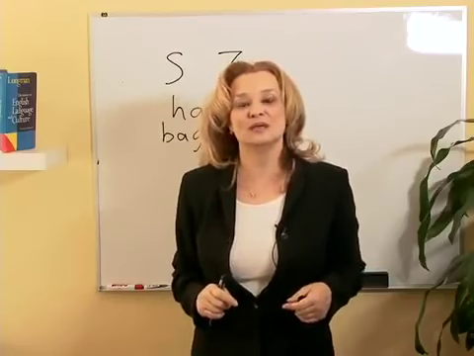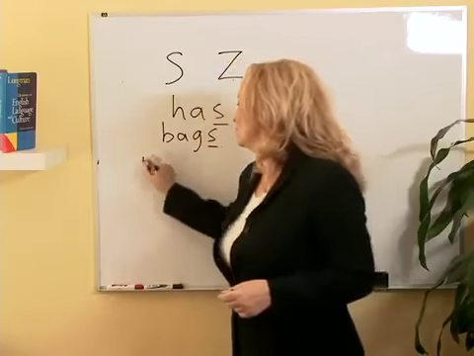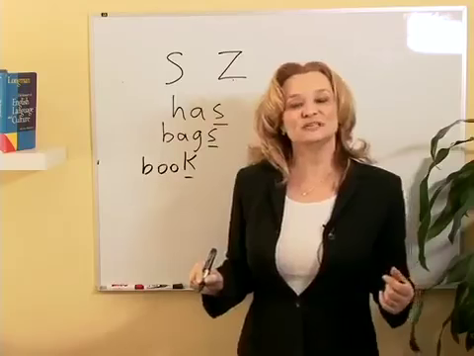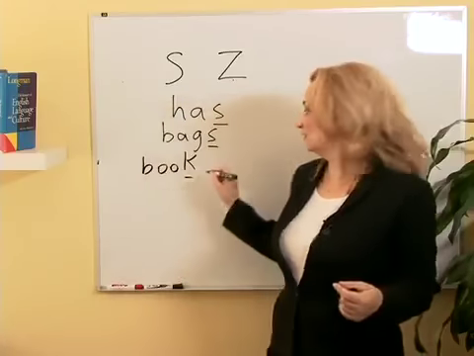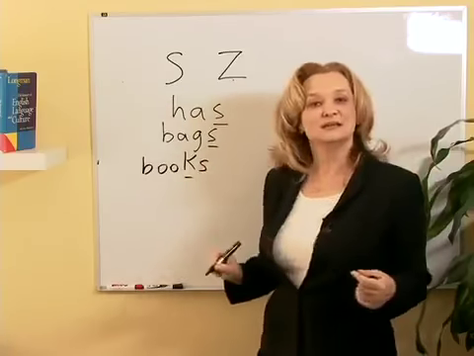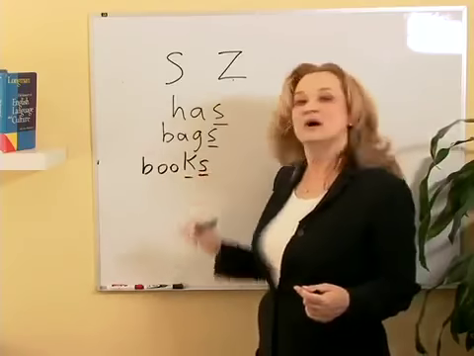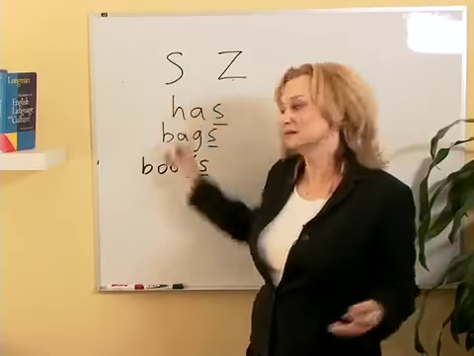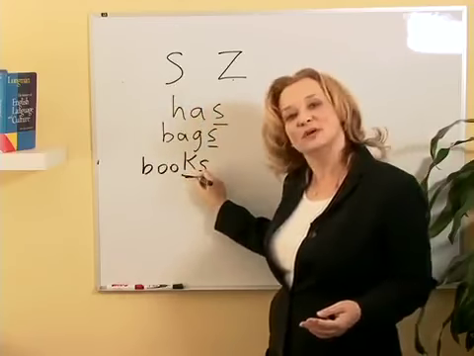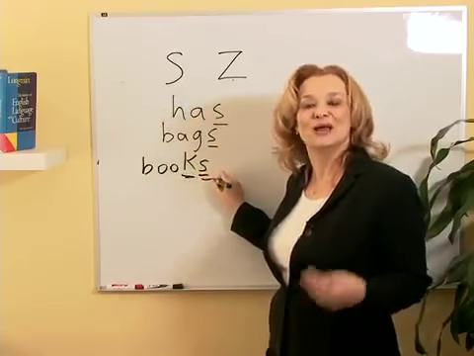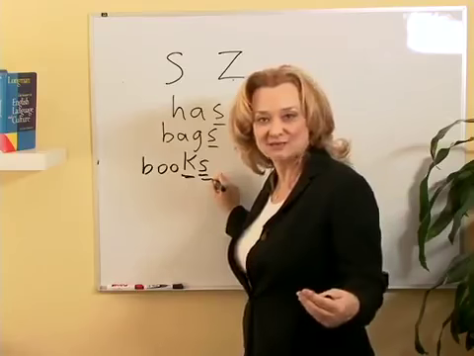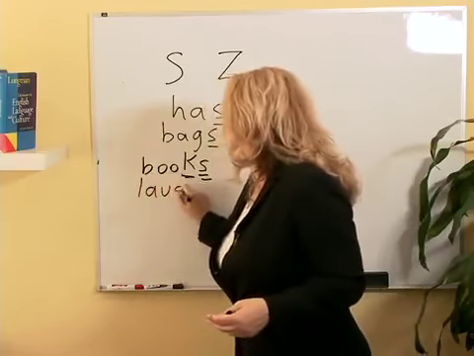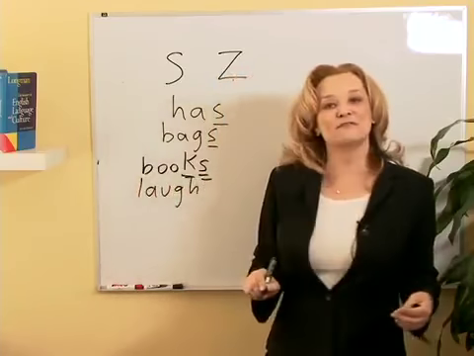One way to know is whether the consonant before the S is voiced or voiceless. For example, if we say book, this K is voiceless. K, k, k. Therefore, the S that comes after that also remains voiceless, which is a S. Therefore, one voiceless sound next to another voiceless sound. Let me give you another example. The word laugh.